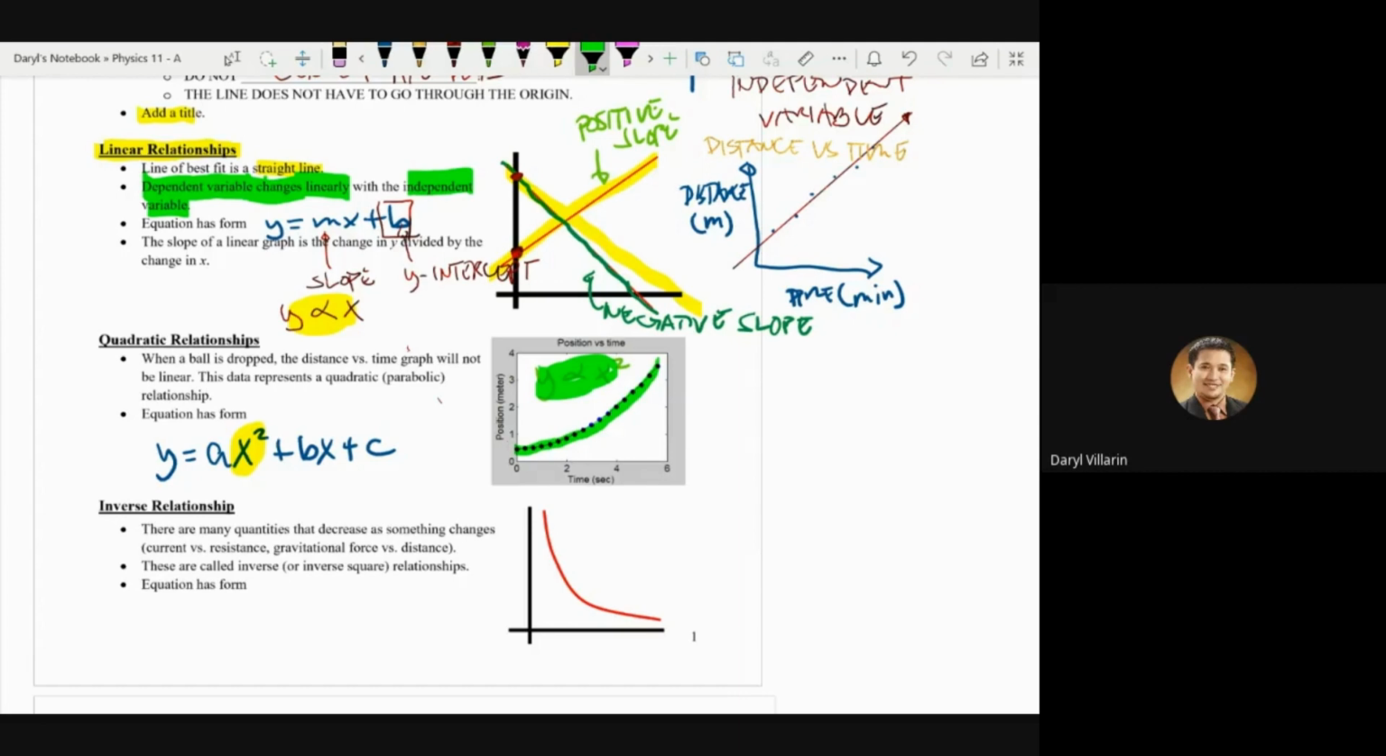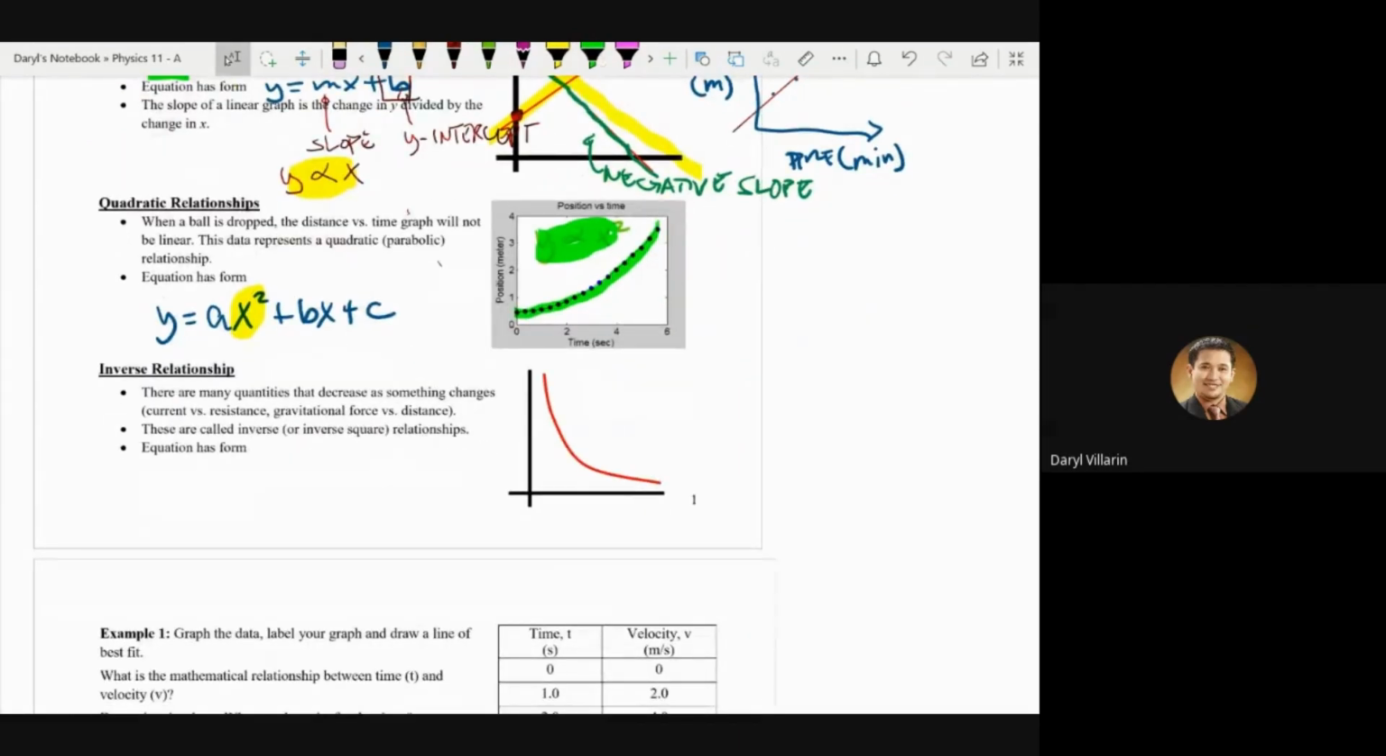Okay, and inverse relationship. These are just some of the common relationships that you will encounter in your study of physics. An inverse relation tells you that as the value of x increases, the value of y decreases. Some common quantities that follow this relationship are current versus resistance, and the gravitational force versus the distance. That means that if you increase the distance, the gravitational force decreases.